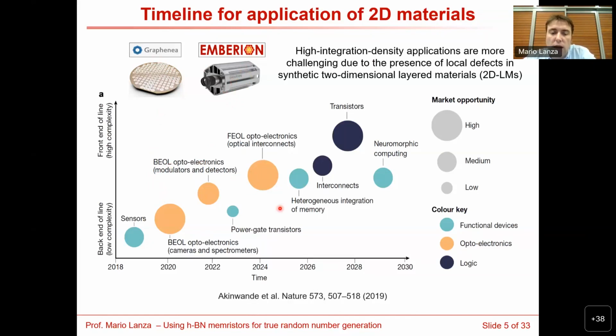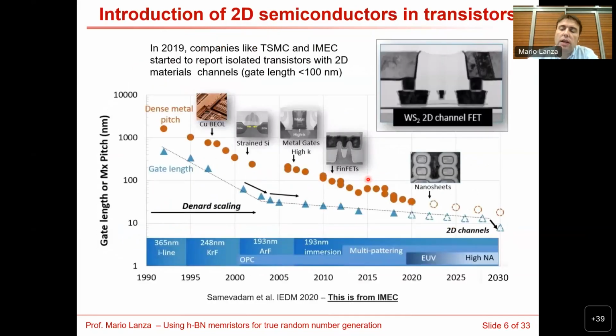However, it is expected that they reach transistors and other high integration density neuromorphic computing systems. Here you can find one timeline presented by IMEC at IEDM 2020, in which they propose the use of two-dimensional materials as a channel in the front end of line fabrication of transistors.